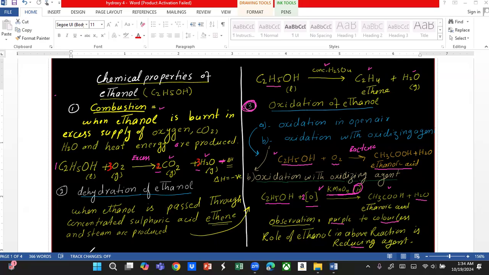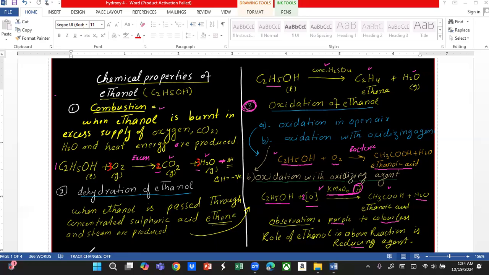So let's summarize now what we have discussed today: three chemical properties of ethanol. First one is combustion. Combustion is a reaction in which you produce energy. In some countries, like Brazil, ethanol is used as a fuel. Then the second property is dehydration of ethanol. If we have to prepare ethene, although there are other methods for the preparation of ethene, for example cracking, this reaction can also be used for the preparation of ethene.